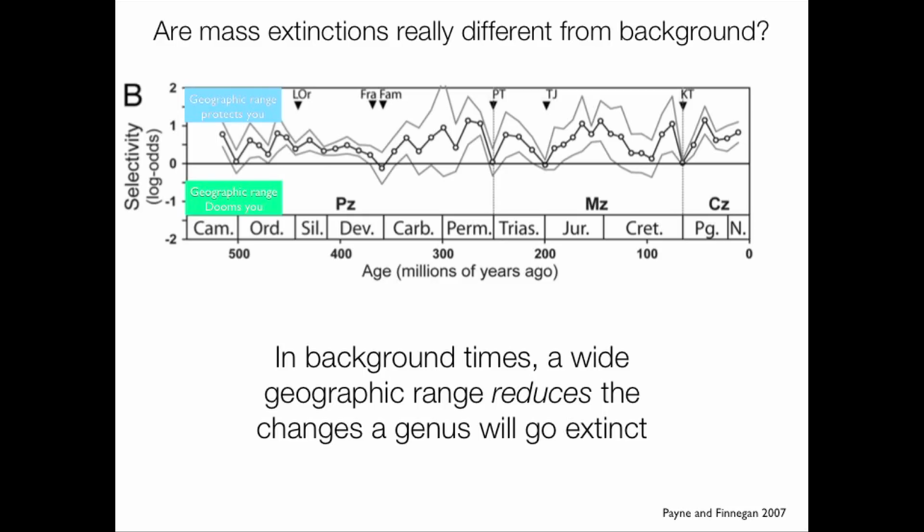But what it's showing is that if you're above the 0 line here, it means that if you're a group of organisms that has a broad geographic range, then you are protected from extinction. Okay? If you're at the 0 line, it means that your geographic range has no bearing on whether or not you go extinct at any moment in time. If you're below it, which is sort of a weird thing to think about, having a wide geographic range actually makes you more likely to go extinct.